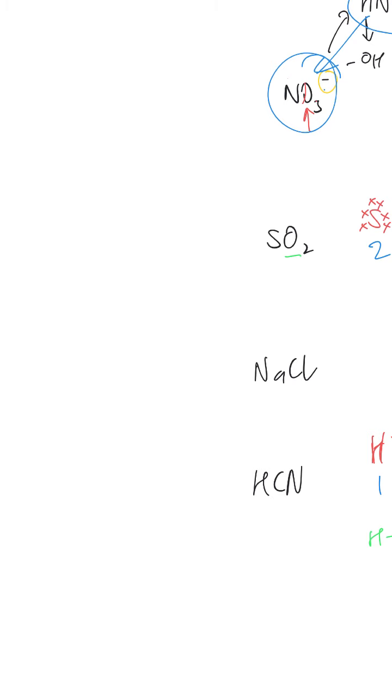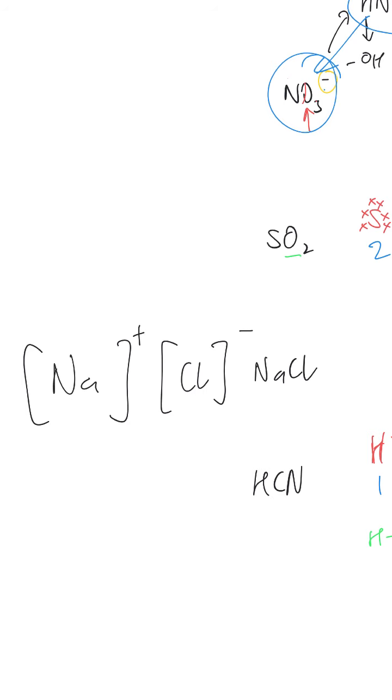Okay, so if it's ionic, remember, what do we have to draw for ionic electron dot diagrams? What are we drawing? Got to draw square brackets. One's going to be a minus charge, one's going to be a positive charge. Which one's the positive charge? Na. The Na, and the Cl minus is the negative charge.